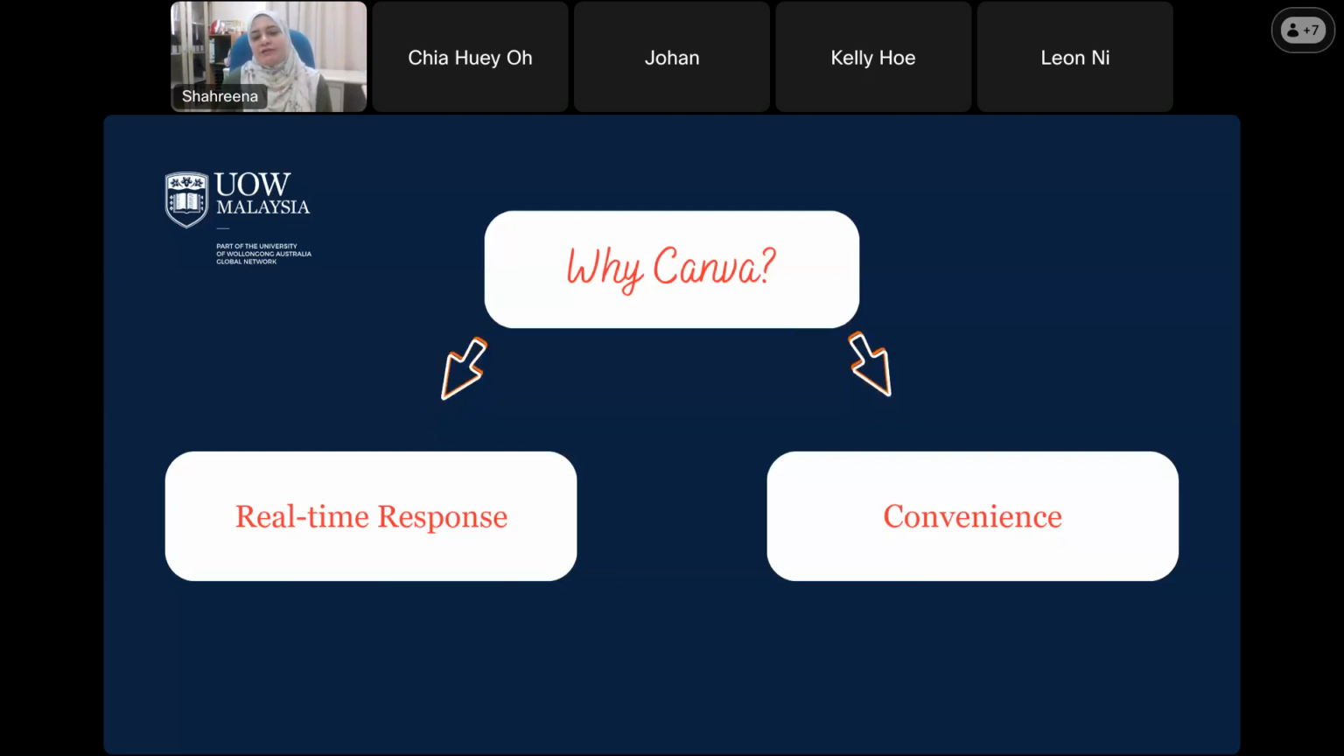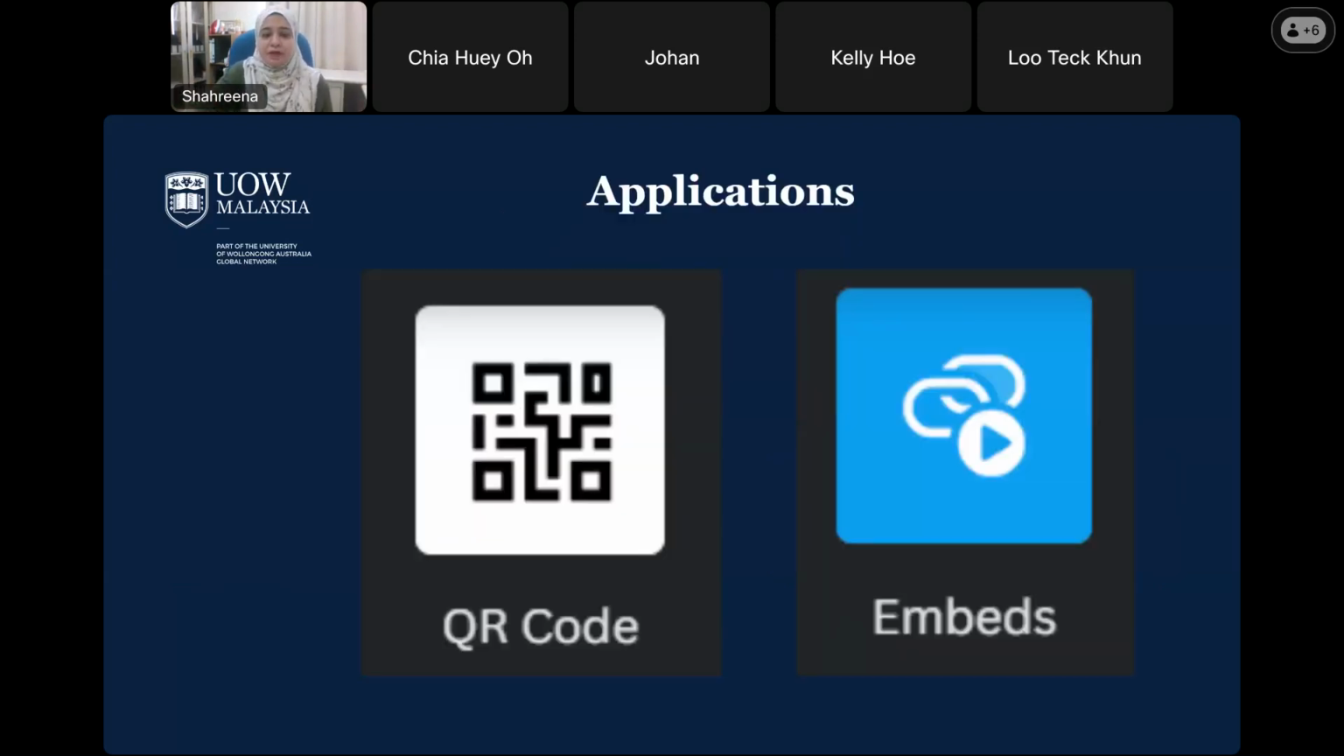The reason why I'm sharing this today is because they added some new features where we can get real-time responses from the students. And it's very convenient for these two situations, a synchronous class or an asynchronous class. But before I share my experience using Canva for these two situations, you need to get familiar with these two applications first.